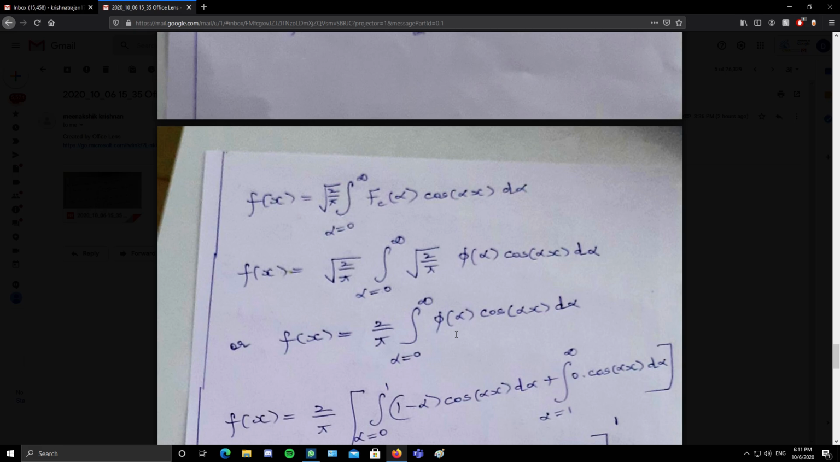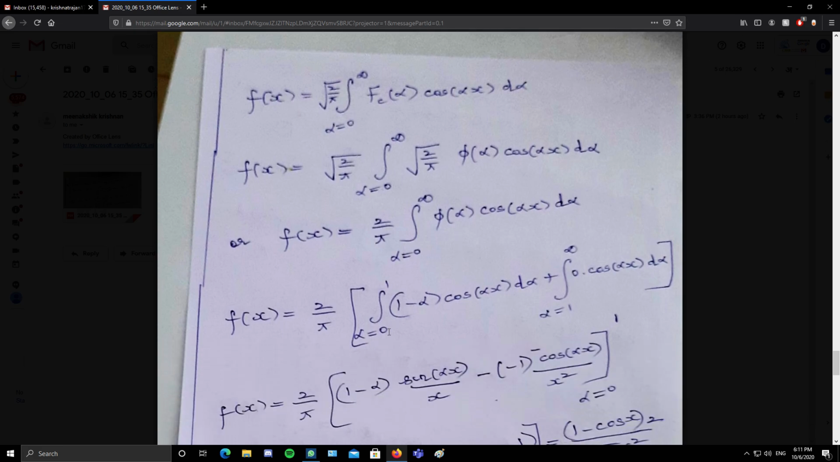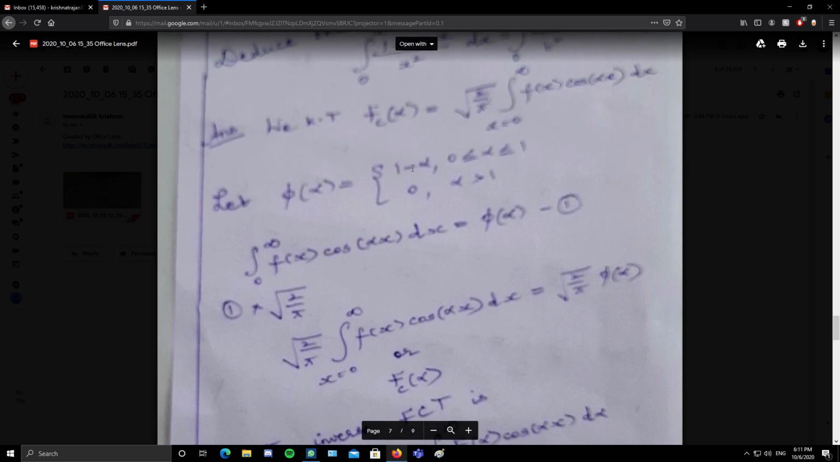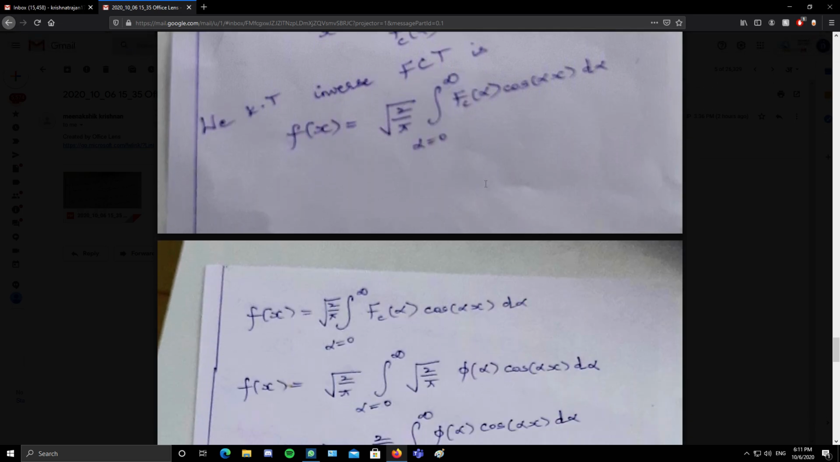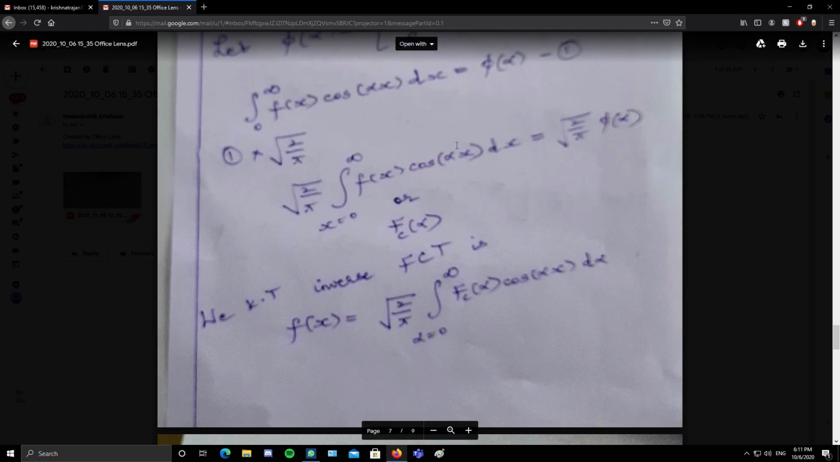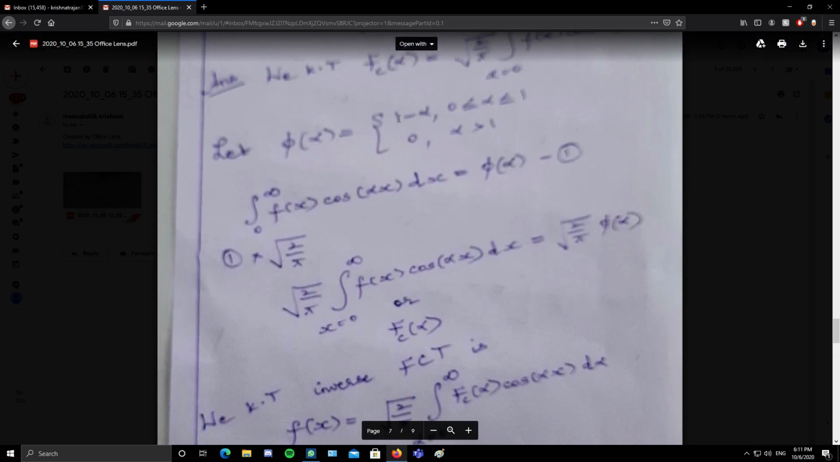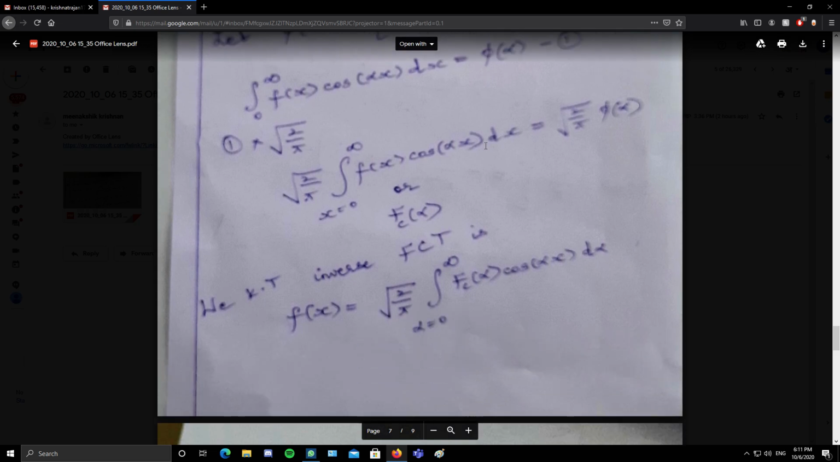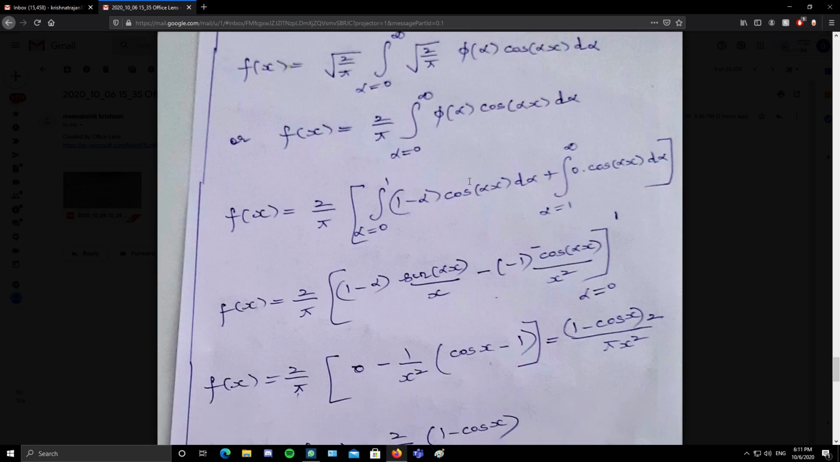Now what is phi of alpha? How is phi of alpha defined? It is 1 minus alpha when alpha varies from 0 to 1, and 0 when alpha is greater than 1. So this integral is split into two. The first integral, alpha equals 0 to 1, 1 minus alpha cos alpha x d alpha, and the second integral, alpha equals 1 to infinity, 0 into cos alpha x d alpha, which is 0.